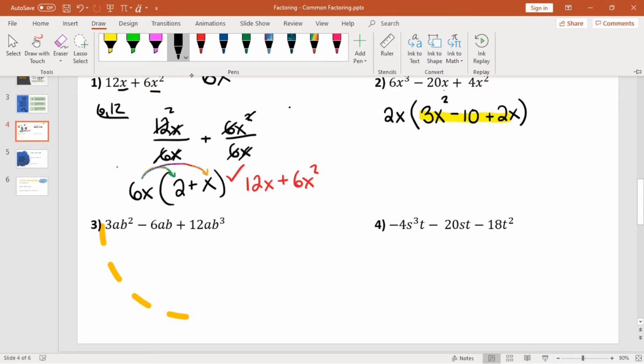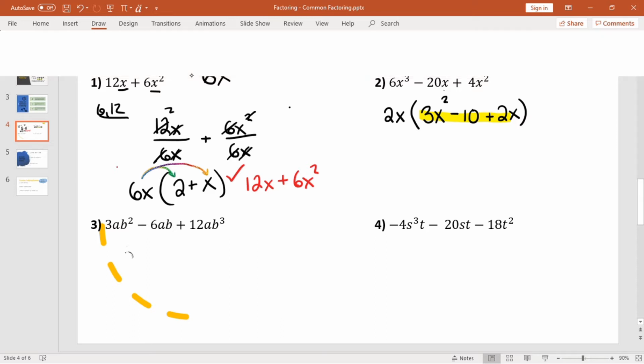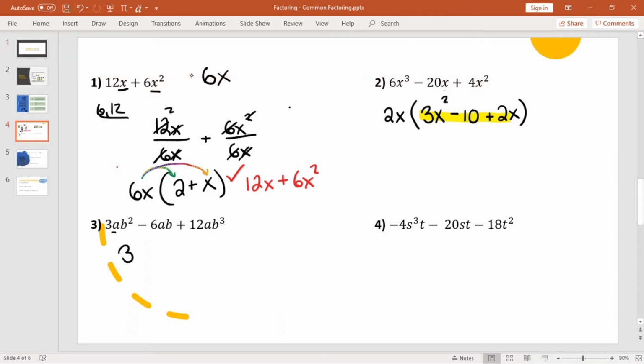Number 3, I've got 3, negative 6, and 12. So 3 can go into all of those. And then I have A, and A. A is common to all terms, so I can take out an A. And I have B, B squared, and B cubed, so I can only take out B to the power of 1. When I look at my first one, 3AB squared divided by 3AB, the 3 and the A will cancel out, and I'll be left with just a single B.